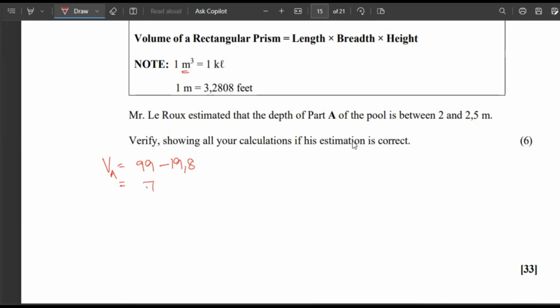and we end up having 79.2 kiloliters. So this has to become meters cubed. But they have already told you that if you have 1 meter cubed, you have 1 kiloliter. So in simple terms, this would be the same as 79.2 meters cubed. All right, so we are continuing.